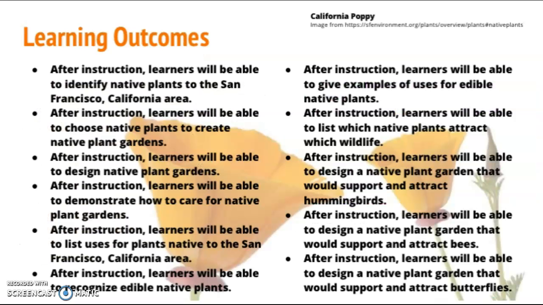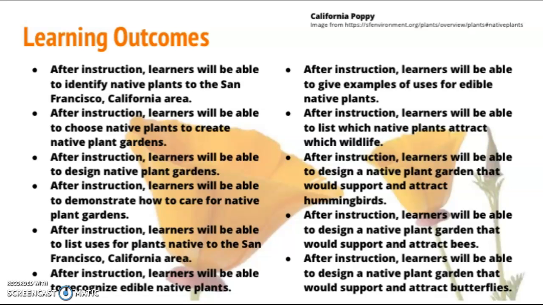Our learning outcomes for this instruction are that learners will be able to identify native plants to the San Francisco, California area. Learners will be able to choose native plants to create native plant gardens. Learners will be able to design native plant gardens. Learners will be able to demonstrate how to care for native plant gardens. Learners will be able to list uses for plants native to the San Francisco, California area.